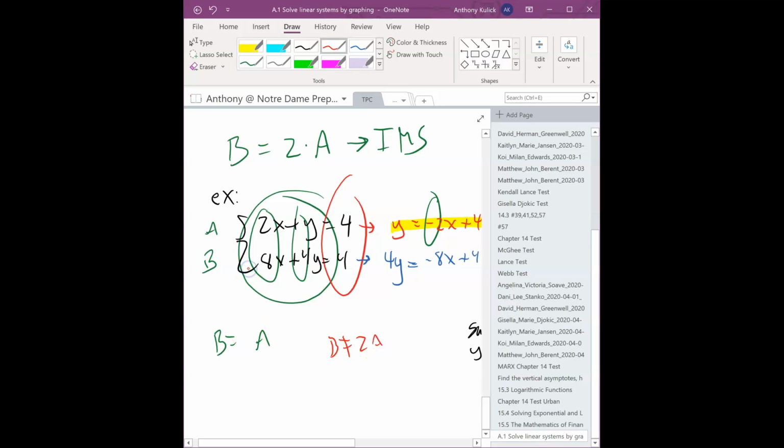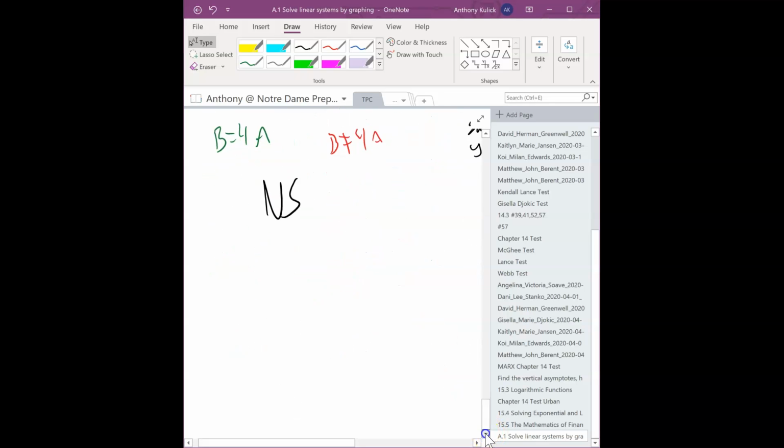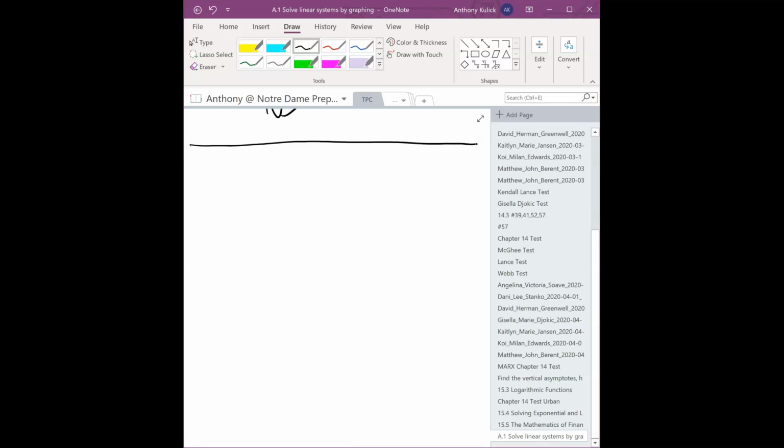Oops, that was a 4. Excuse me. So noticing that, you could go right away and say that this is no solution. Although there's nothing wrong with what we did before, just rearranging them to get them into slope-intercept form. We have one last example to do. Let's look at a story problem situation.